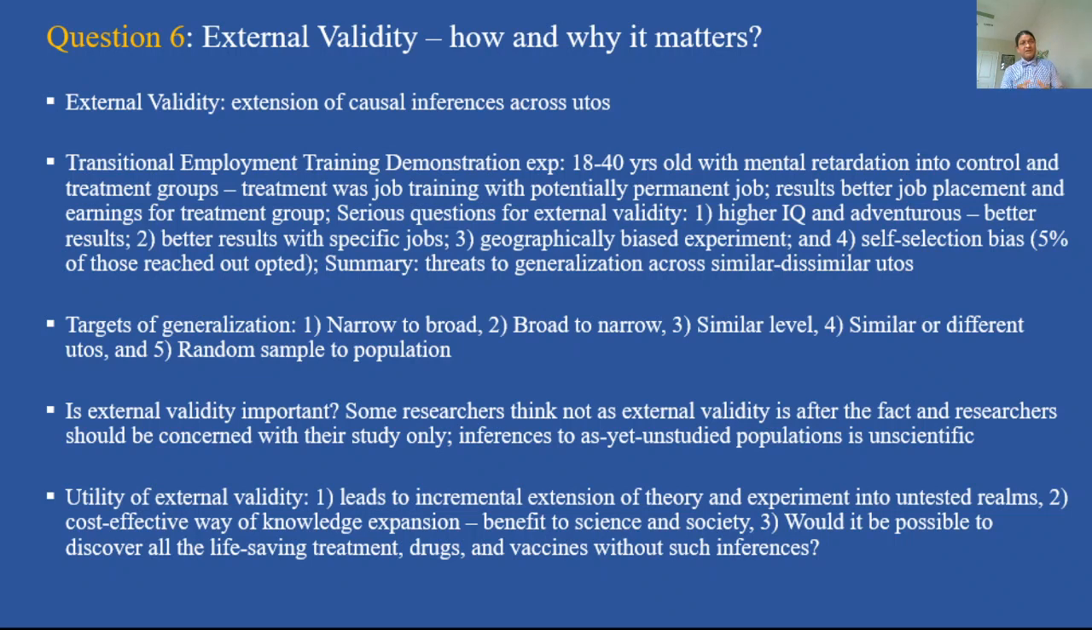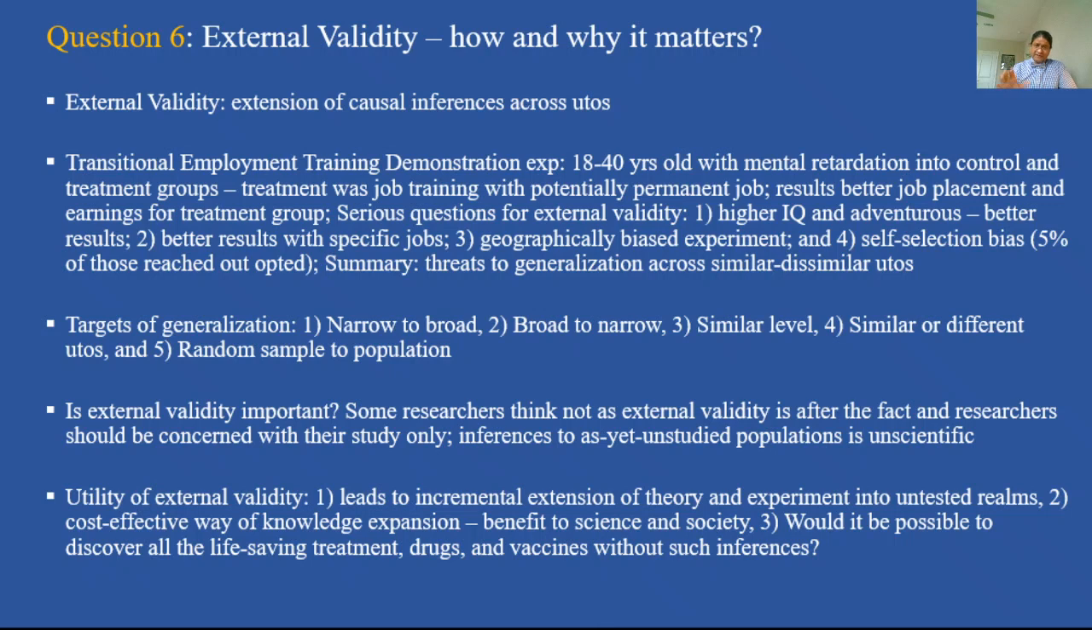Also, there was an element of self-selection bias, as only 5% of the population who were reached out to participate in the study agreed to participate. So that shows a self-selection bias. And that's why the authors feel that because of all these threats, the study could not translate to either similar or dissimilar UTOs. Now let's see what are the targets of generalization.